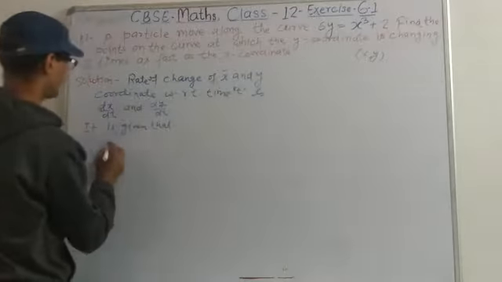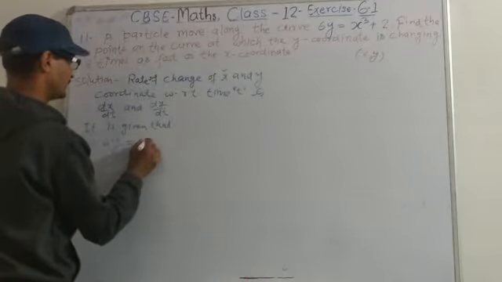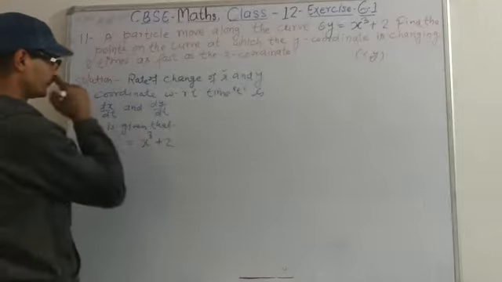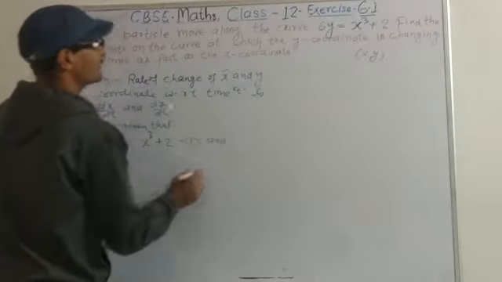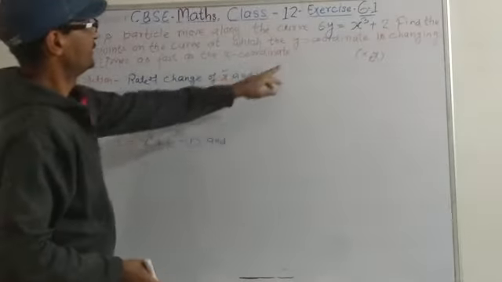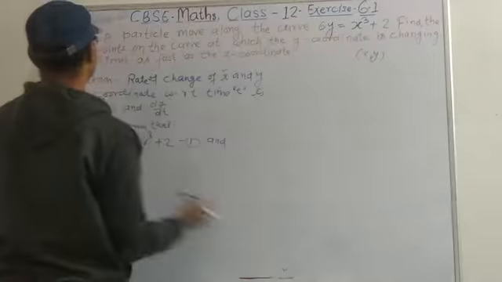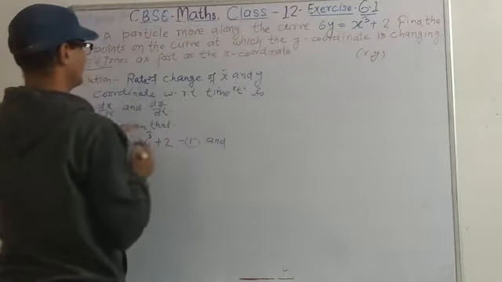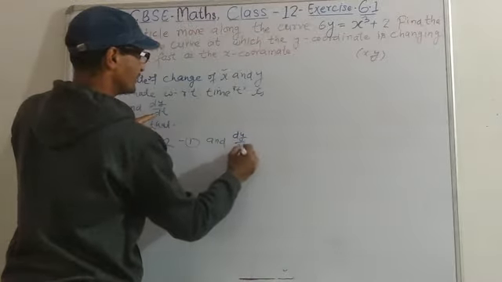The curve is 6y = x³ + 2. Call it equation 1. The other condition is that the y coordinate is changing 8 times. So the rate of change of the y coordinate is dy/dt.